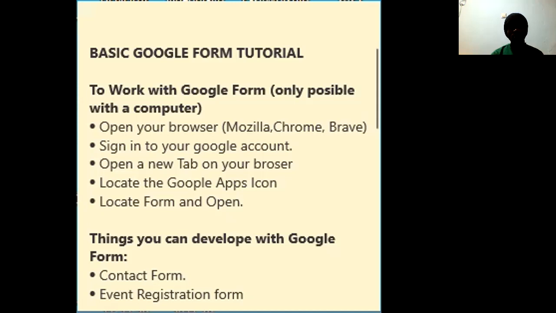When you open the new tab and it is fully loaded, at the extreme right part of it, you have to locate the Google Apps icon. The Google Apps icon is always made of nine clustered dots in a square form. When you click on it, you locate Google Form and open it. After that, we'll be looking at the other steps.